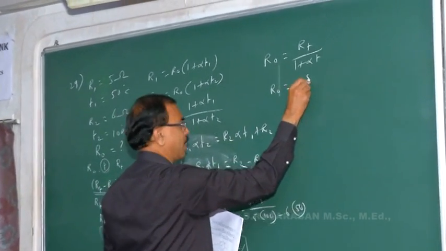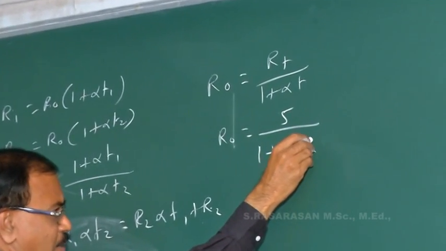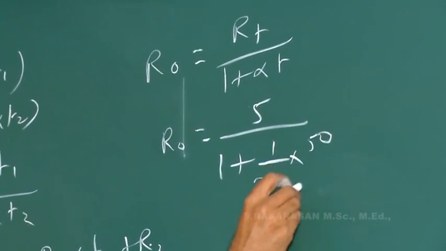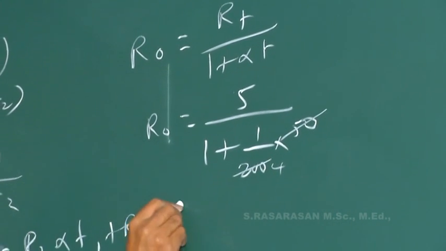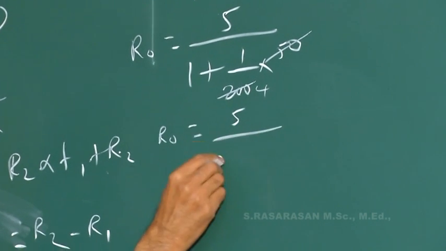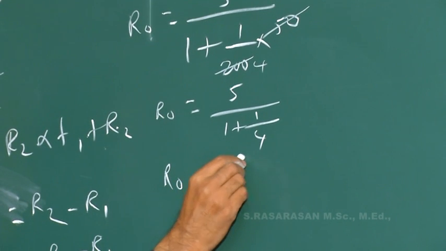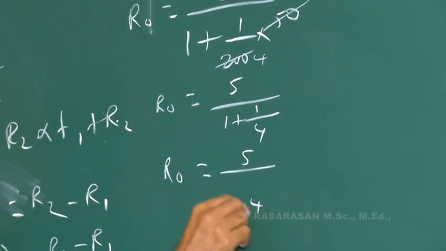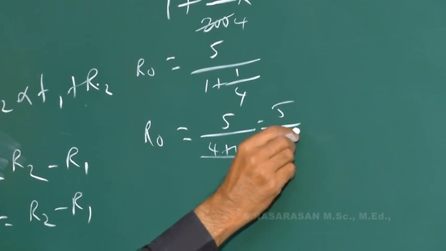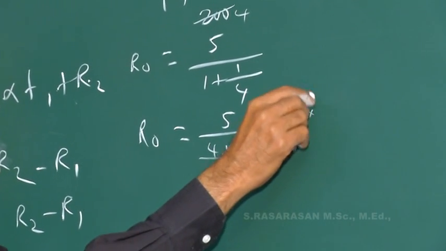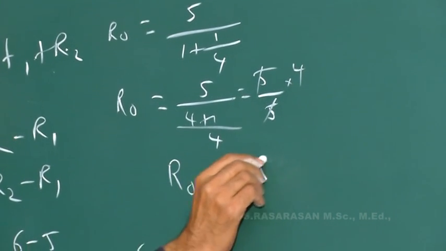In place of RT it is 5 ohm, by 1 plus alpha, which is 1 by 200, into T, where the temperature is 50. So 50 by 200 is 1 by 4. So R0 is equal to 5 by 1 plus 1 by 4. That is 4 plus 1 over 4, so 5 by 5 by 4. The 4 goes to the numerator, the 5 cancels, so R0 is 4 ohm.